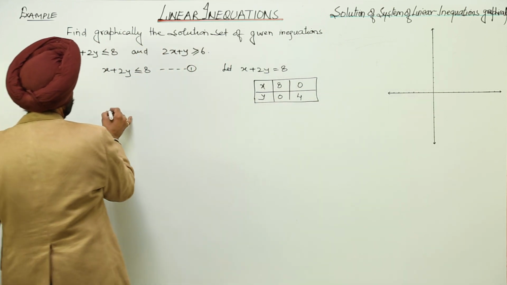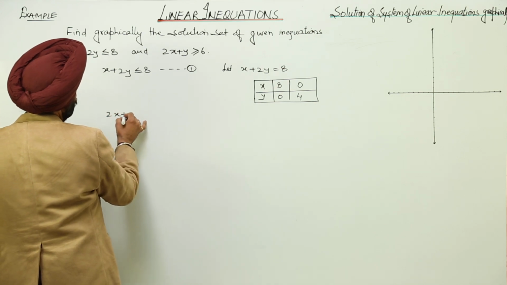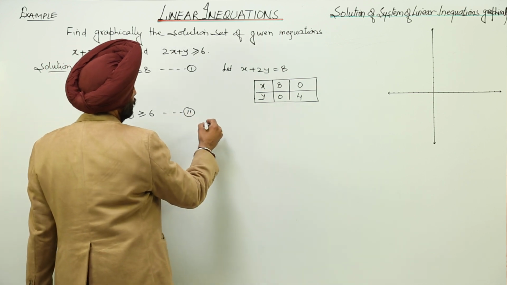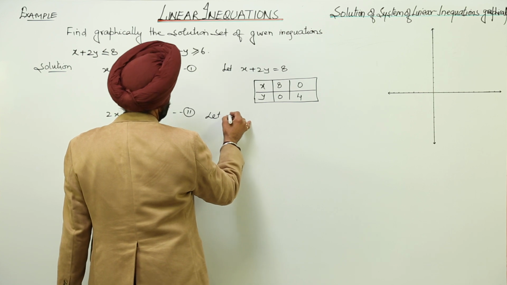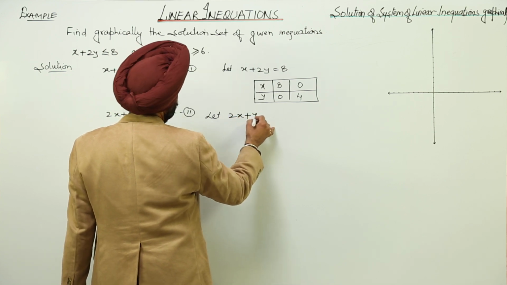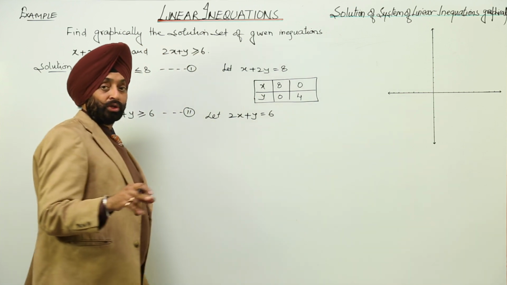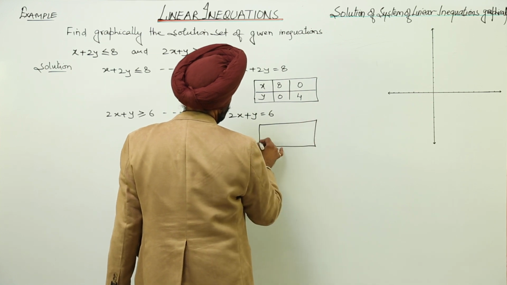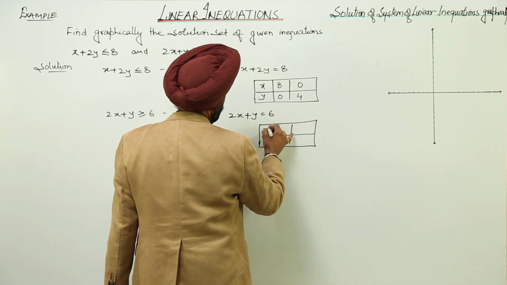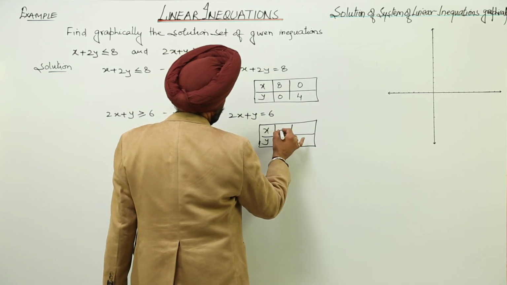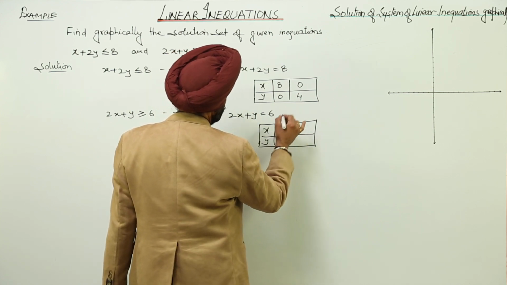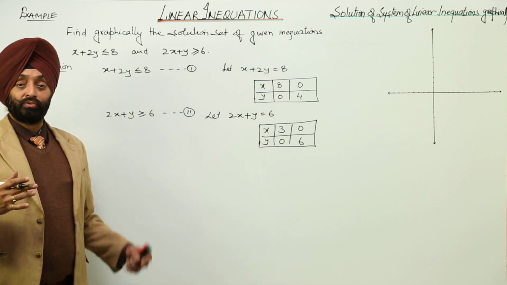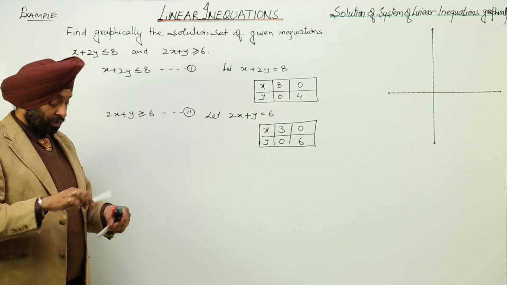Okay. Now the second equation is 2x plus y is greater than or equal to 6. Let this be equation 2. Now converting the inequation into equation, for this we are having x and y. When y is equal to 0, x is 3, and when x is 0, y is 6. Now these are the points which we have to plot on the graph sheet. Okay. So let's plot it.